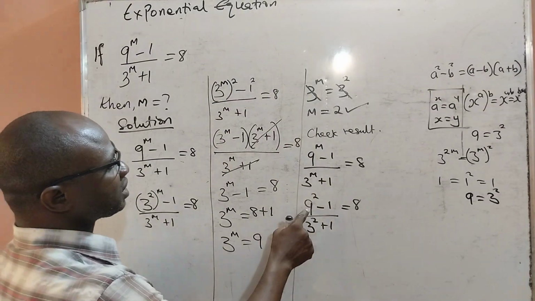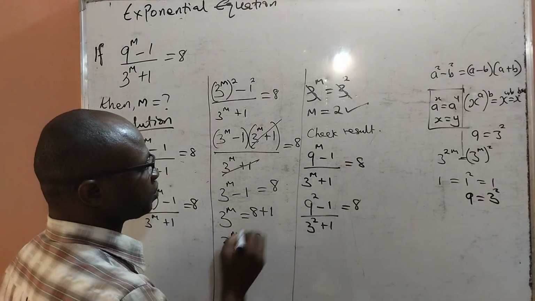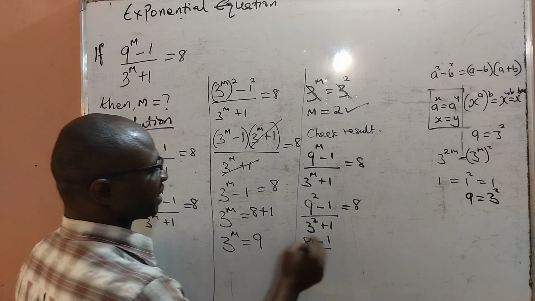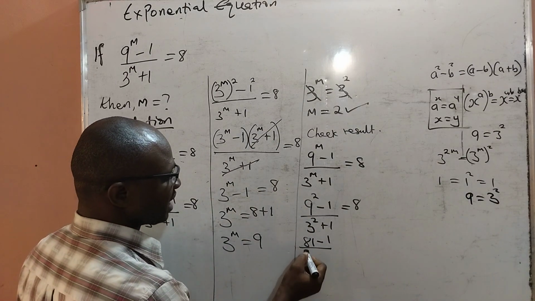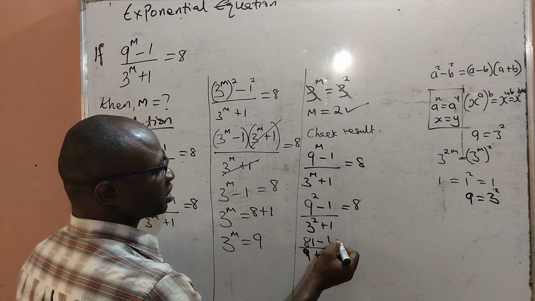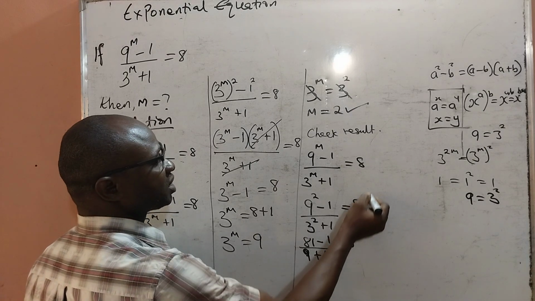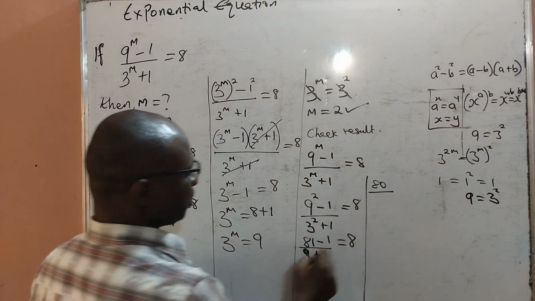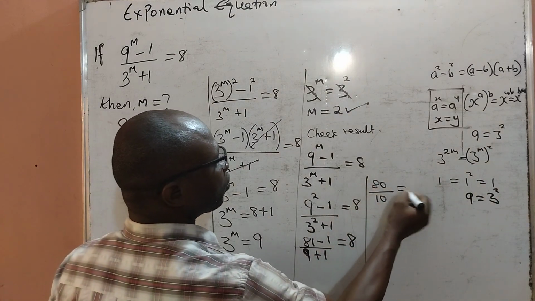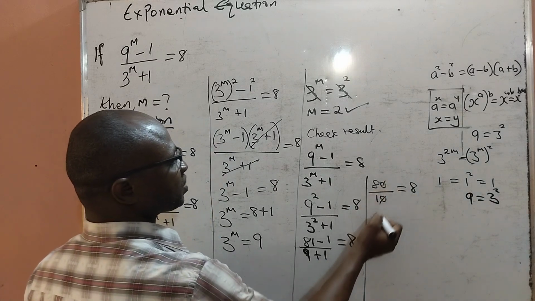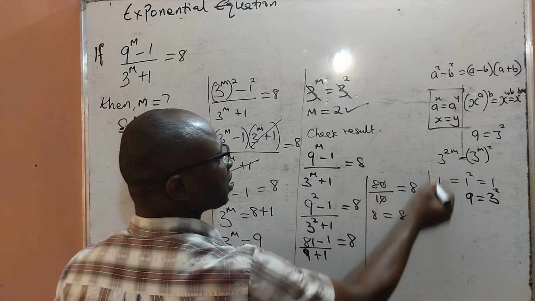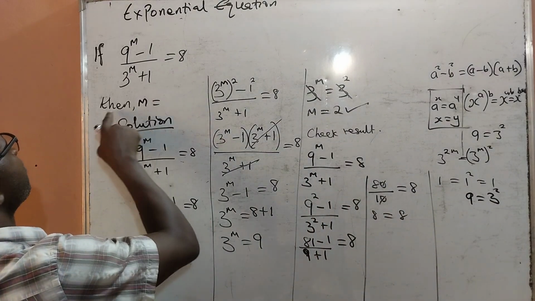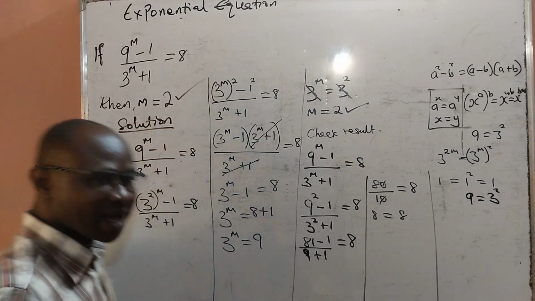That is the question. But 9 raised to the power 2 is equal to 81. 81 minus 1, all over 3 raised to the power 2 is 9, so I have 9 plus 1. Will this give me 8? 81 minus 1 will give me 80 all over 9 plus 1, which will give me 10. Will this be equal to 8? Yes, 0 cancels 0, leaving me with 8 equal to 8. Authenticating that the value of n is actually equal to 2. So we write n is equal to 2 as the final answer.